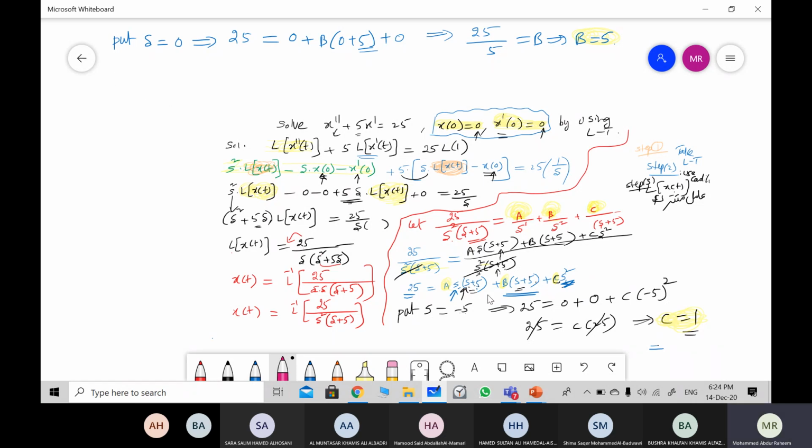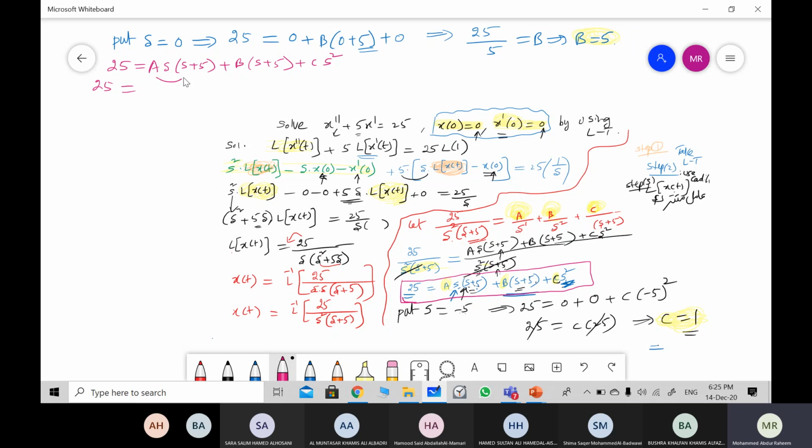Here the problem is getting A. So, another method. What is the method? This equation I will take now. What is that? 25 equals A over S plus 5 plus B over S plus 5 plus C over S squared.